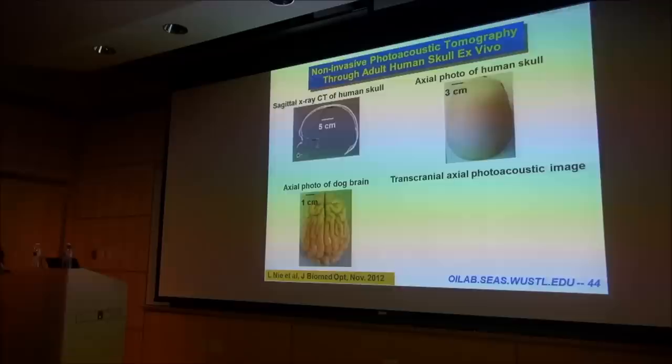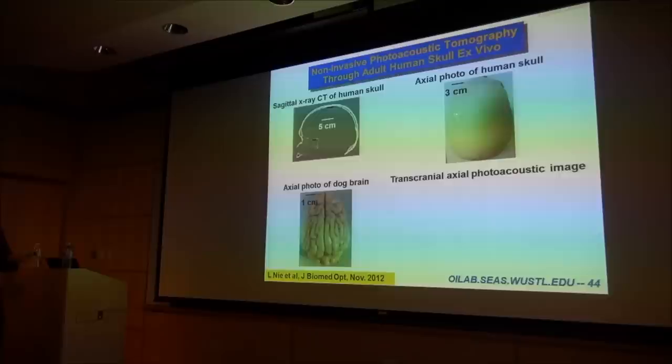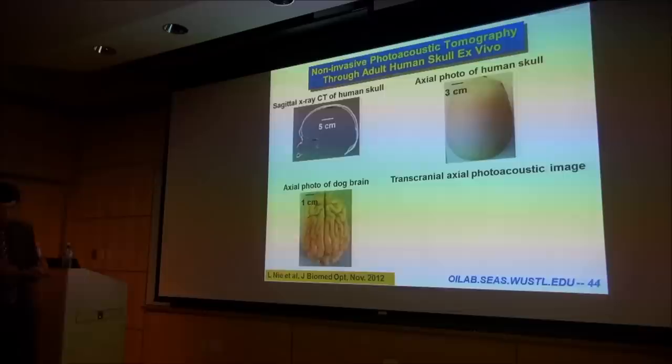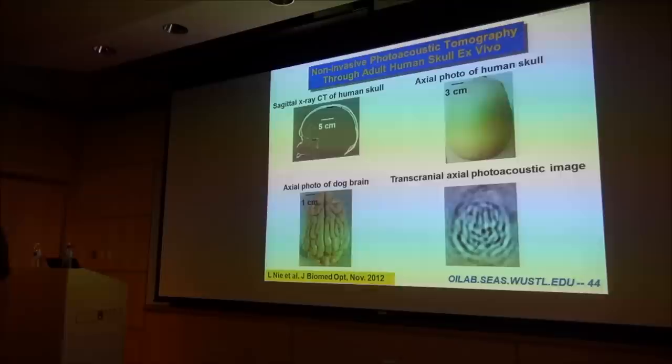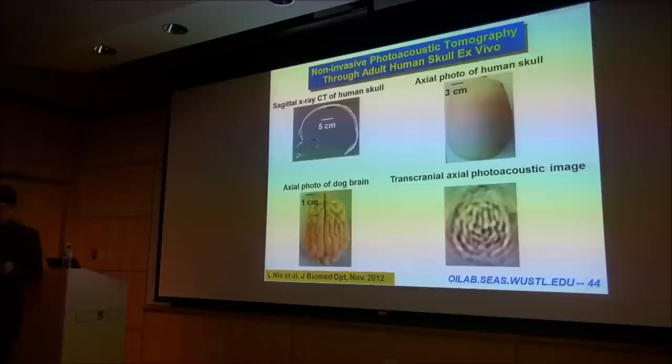So we said, well, let's give it a shot. We got hold of this ex vivo human skull, adult skull, and this is a photograph of that. This is an X-ray CT image. And we put a dog brain here, stick it into this human skull, because we don't have the original human brain. What do you expect to get? It's going to be better than a widescreen, right? Look at this. We managed to see the gyri in this brain. And to us, that's extremely exciting because it shows there might be a possibility. The hope is, can we do this in vivo?